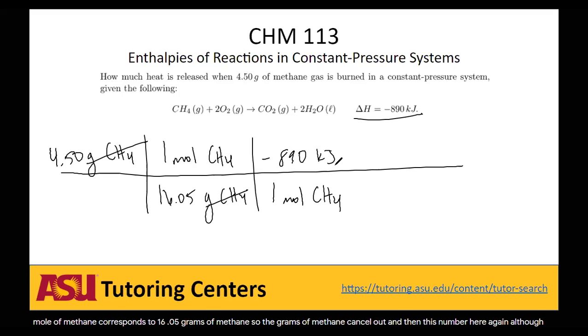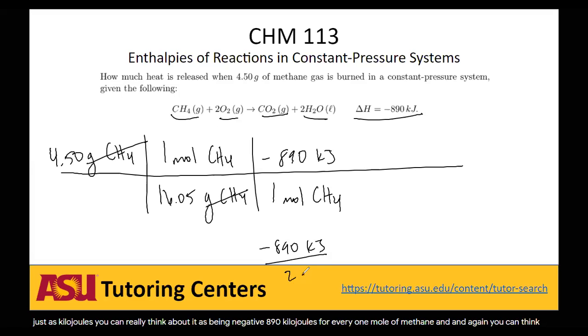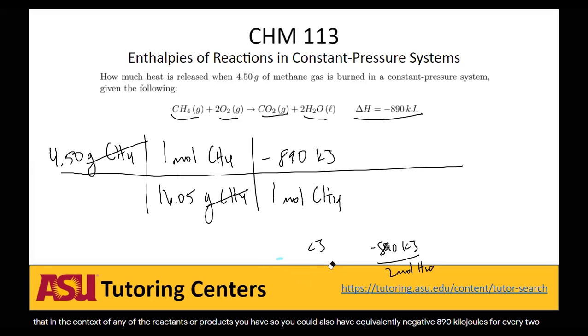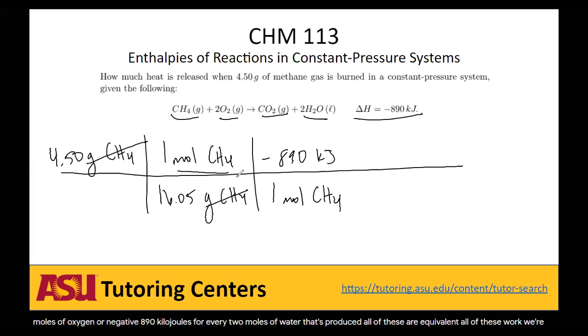And again, you can think about that in the context of any of the reactants or products you have. So you could also have equivalently negative 890 kilojoules for every 2 moles of oxygen, or negative 890 kilojoules for every 2 moles of water that's produced. All of these are equivalent, all of these work. We're just going to use the methane gas one because, well, we currently have moles of methane. So the moles of methane would cancel out. All you'll be left with is kilojoules.